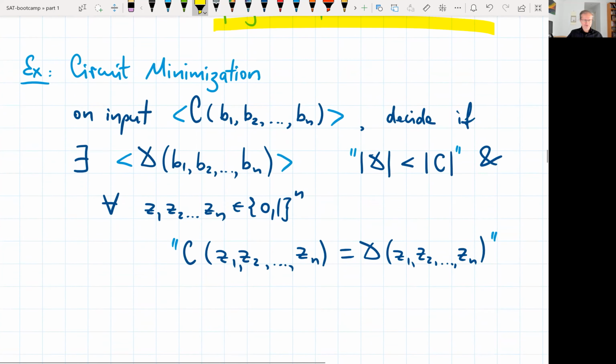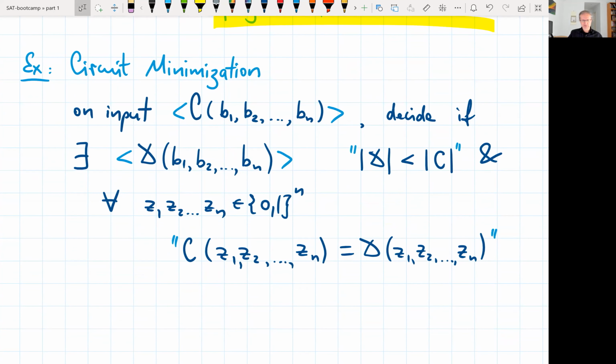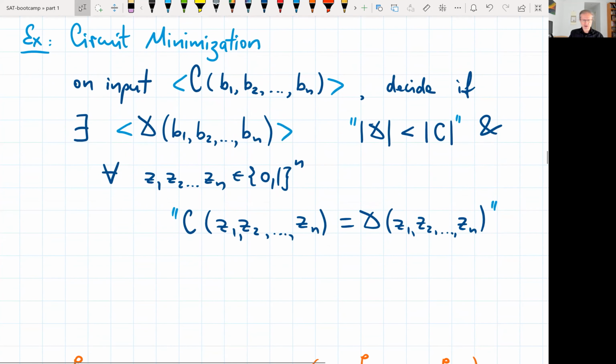Let me give you a very simple example of a problem in sigma 2, circuit minimization. So the circuit minimization problem is the following intuitively. I give you a Boolean circuit of certain size, and I want to know if there exists a smaller circuit which is equivalent to mine. Okay, so is my circuit minimal, or is there a smaller circuit which does the same thing as my circuit but is of smaller size? You can express this problem as follows.